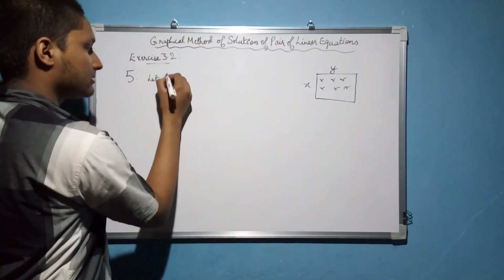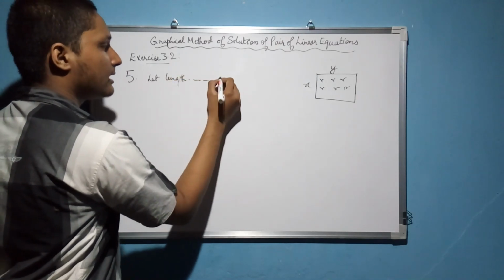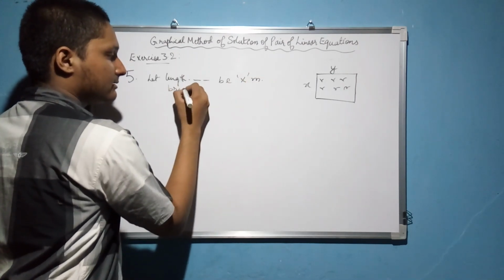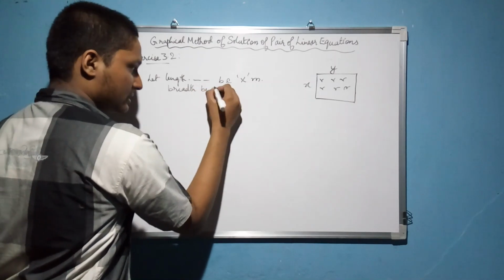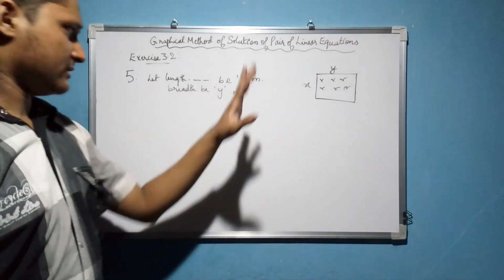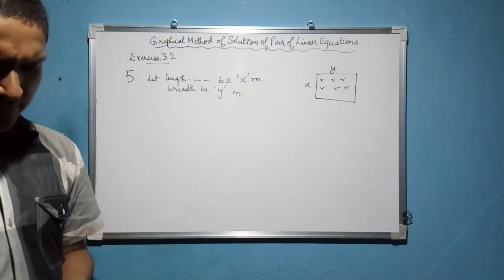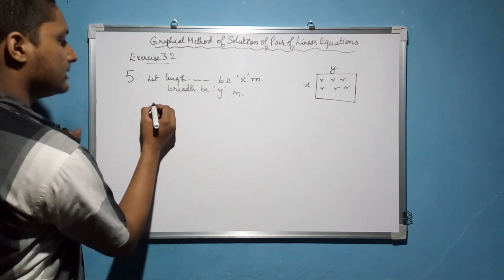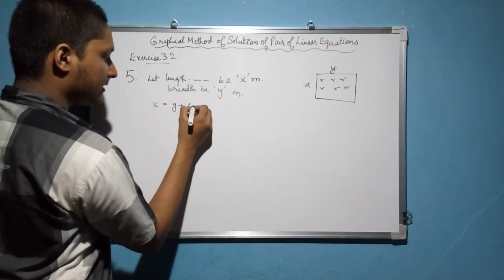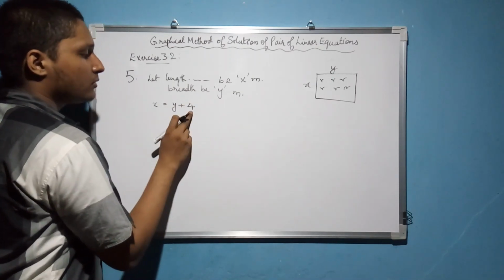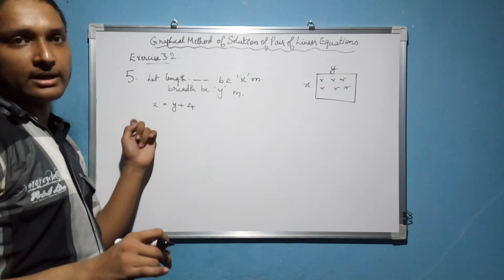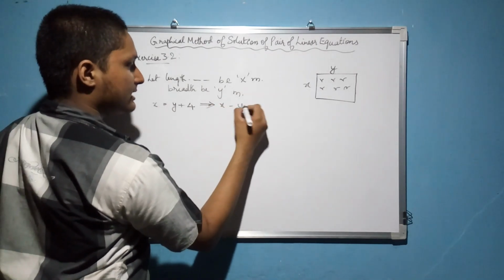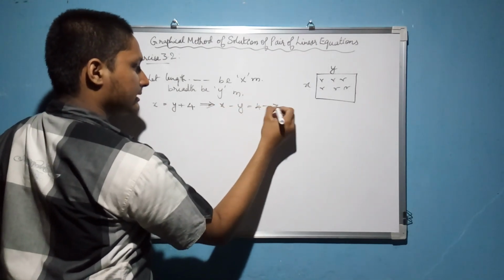So let the length of the rectangular garden be X meters and the breadth be Y meters. It is given that length is 4 meter more than the width. That is, 4 added to the breadth gives you the length. That is the first equation. I need to get it in the proper form. This comes to be x minus y is equal to 4. Let it be the first equation.